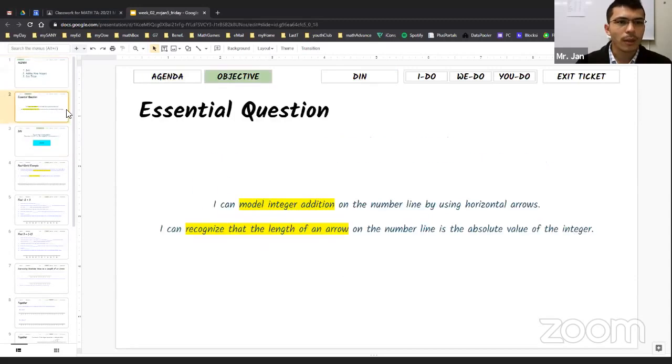So today's objective is I can model, means I can show you on the number line by using horizontal arrows when I add integers. The second objective is I can recognize the length of an arrow on the number line is the absolute value of the integer. So whenever you see an arrow on the number line, you can recognize that the length of the arrow is the absolute value of that number, okay?